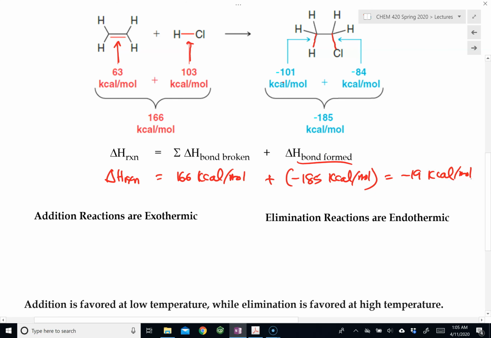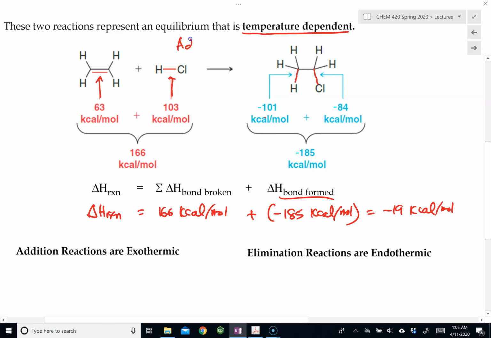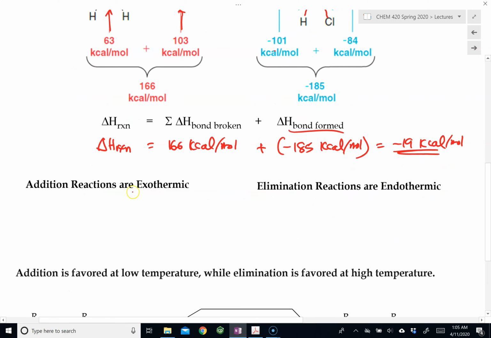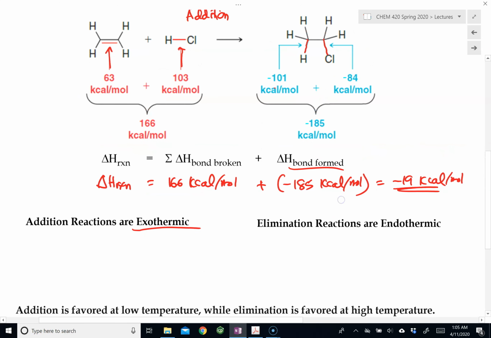So we can see that this is an addition reaction right here. And the delta H of an addition reaction is a negative value, meaning addition reactions are then exothermic. That basically means the reverse of this, the elimination reaction, is then endothermic.